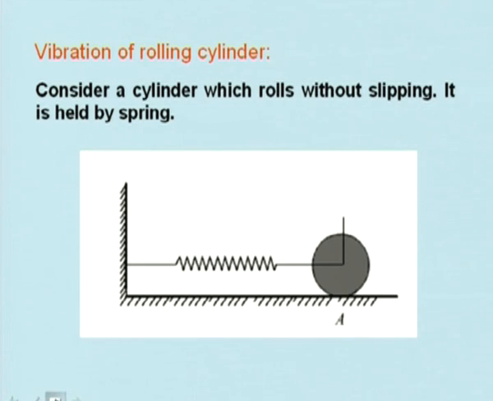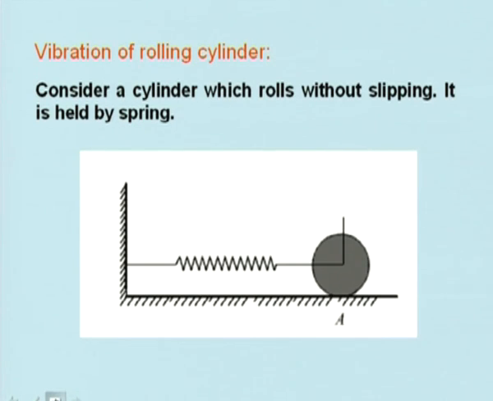Now let us discuss another problem, vibration of a rolling cylinder. When a cylinder rolls on a straight line, if it is a pure rolling motion, then there is only 1 degree of freedom, because its angular displacement and the displacement of the center are related.